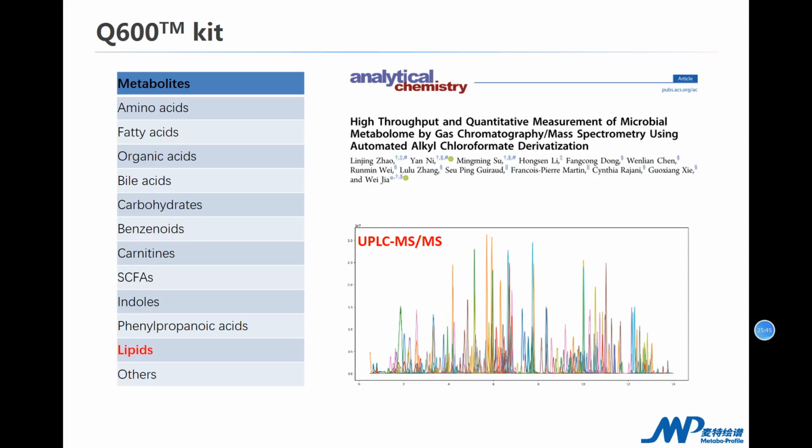In 2017, we reported an automatic quantitative analysis method for microbiome metabolites based on GC for the first time. Now we have transferred this method to UPLC-MS platform and improved it. This is a representative chromatography spectrum of Q600.